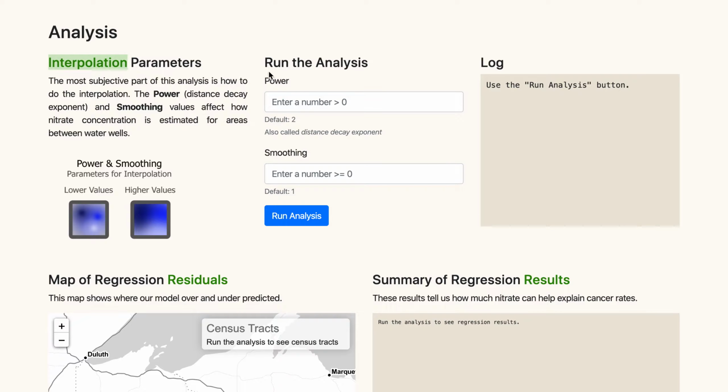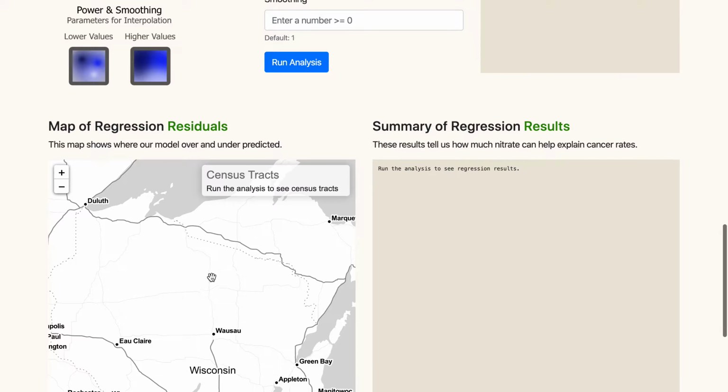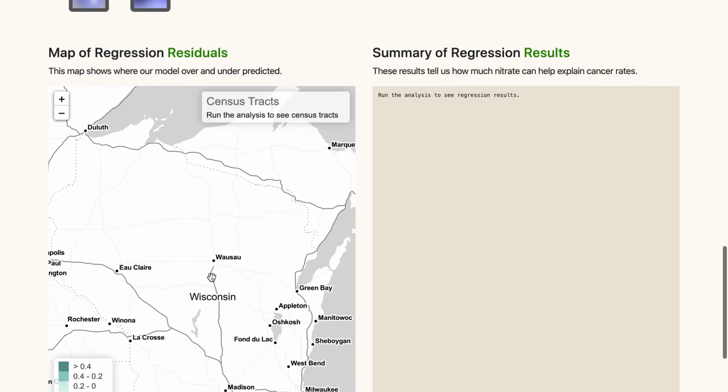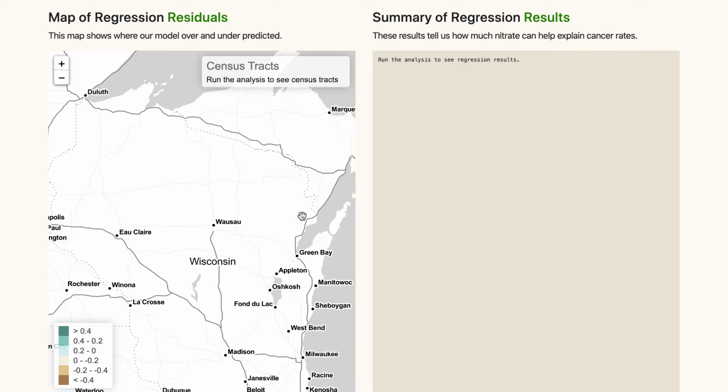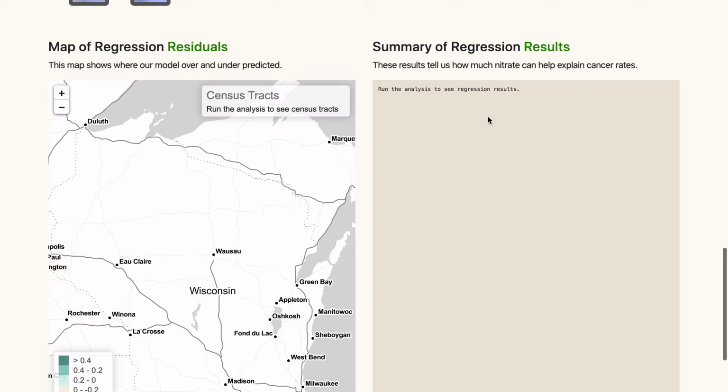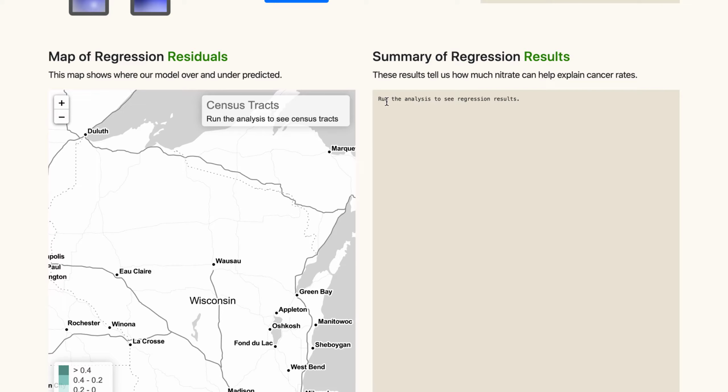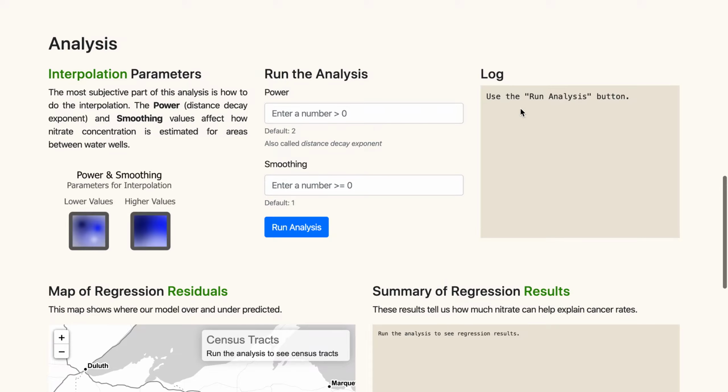We have interpolation parameters, which is how we actually run the analysis. And then we have our two outputs, which is the map of regression residuals down here in the lower left, and the regression results on the right. Both of them are empty currently because we haven't actually run the analysis yet. As you can see, there are messages in each saying, run the analysis to see your regression results. So we'll go back up and do that.